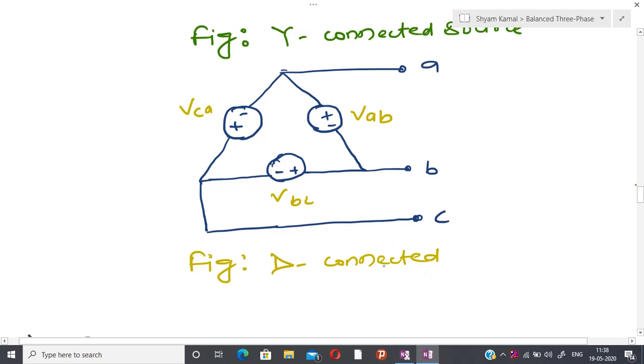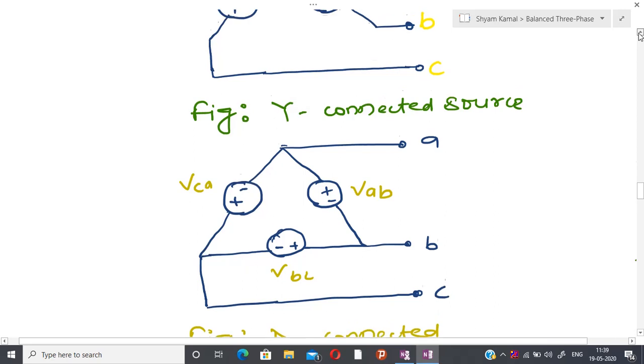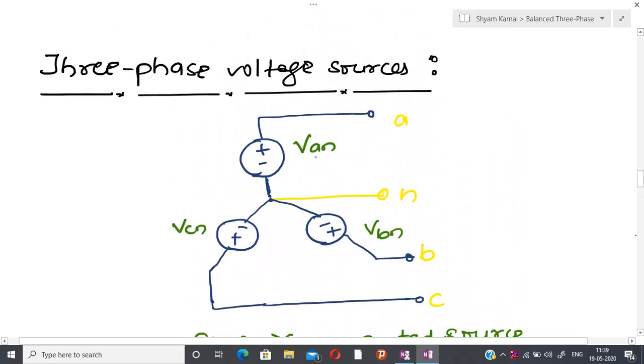Now you can see that here I have used two different terminologies. In the case of the delta connection I am calculating the voltage with respect to each other, but here I am calculating the voltage of A with respect to N. So I have VAN, VBN and VCN, respectively between the lines A, B, C and the neutral line, and these voltages are called the phase voltages.